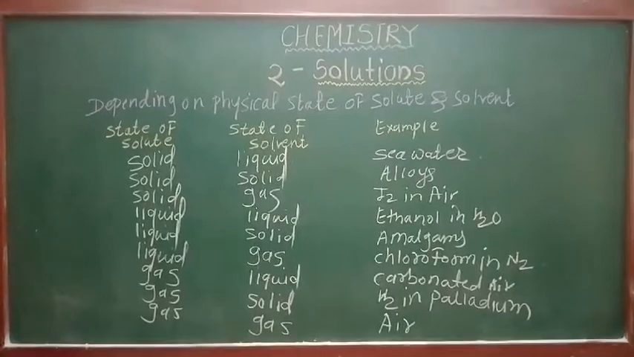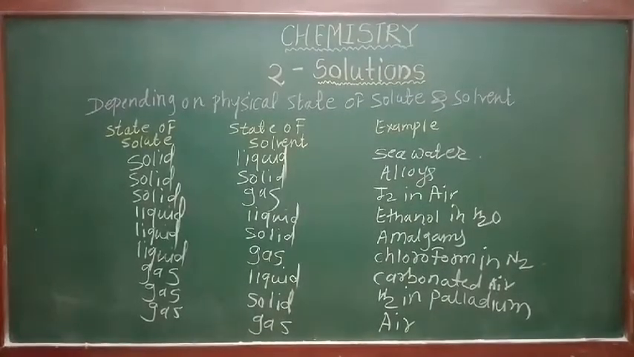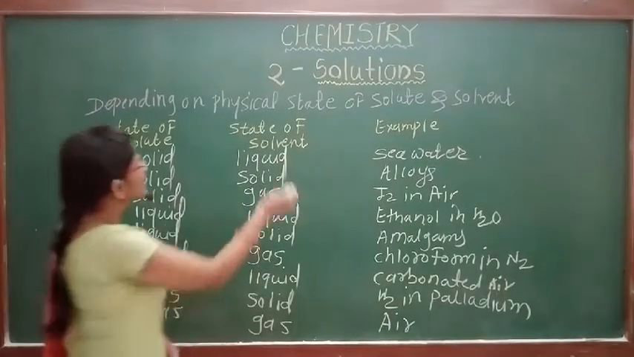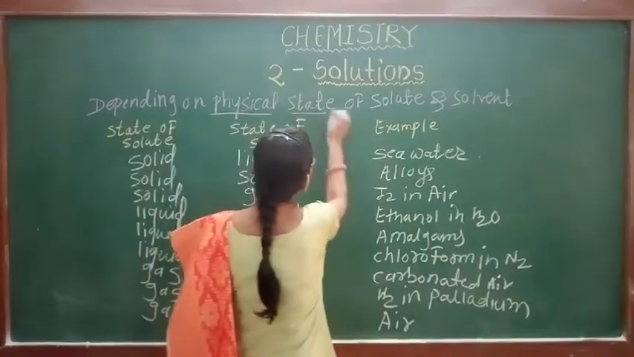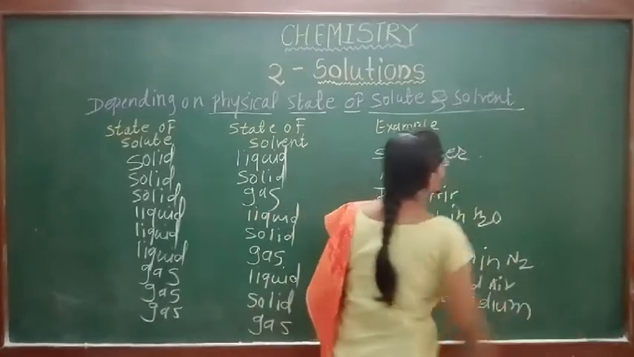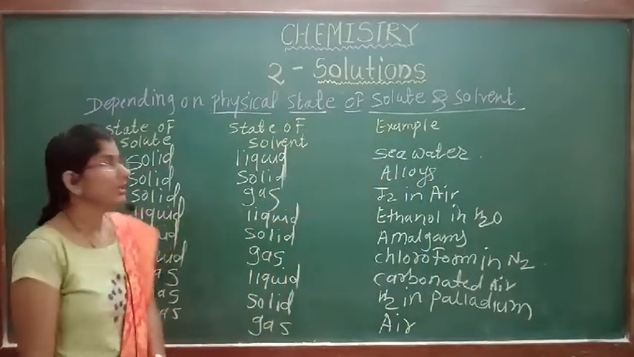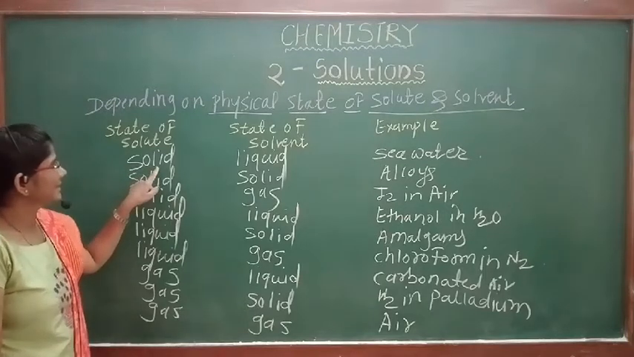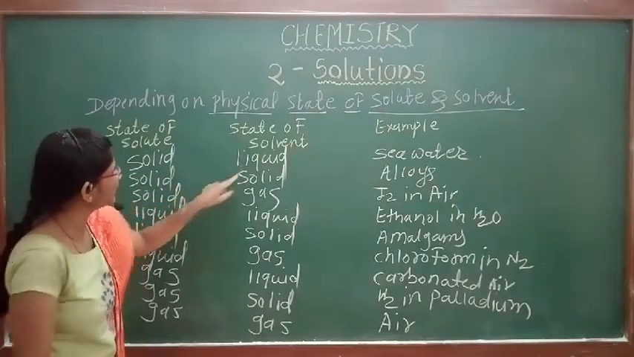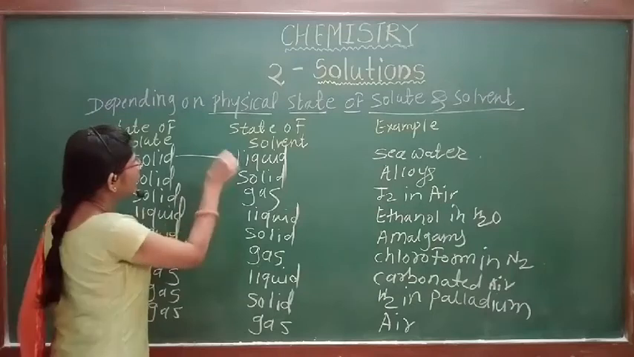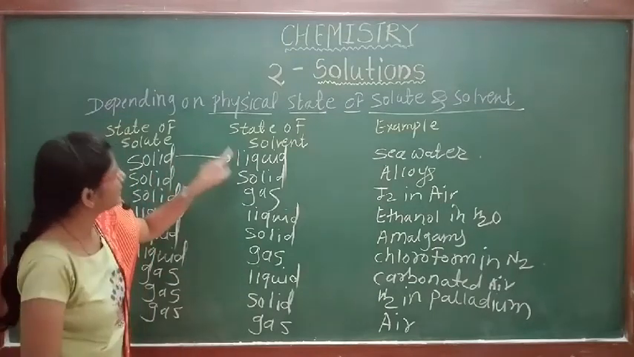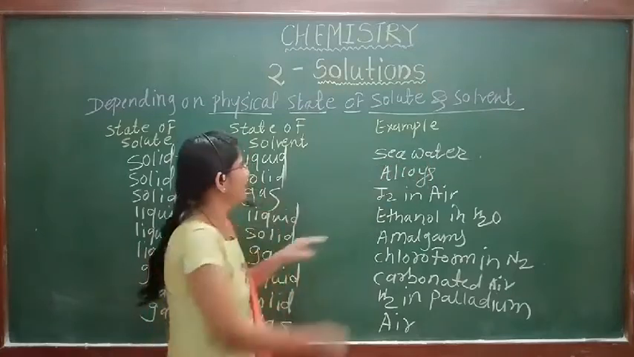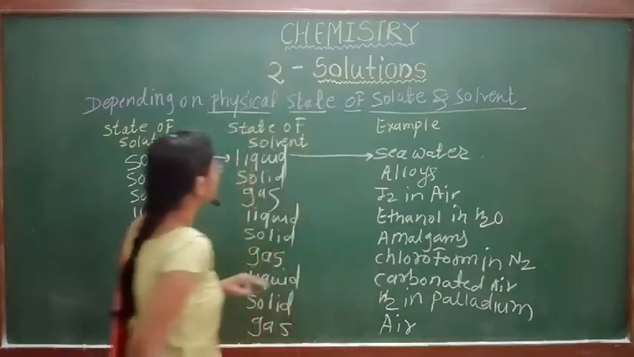So, here we have a classification of the solution depending on the physical state of solute and solvent. That means, if the solute is present in the solid state and the solvent is present in the liquid state, then it forms a solid in a liquid type of solution. For example, sea water.